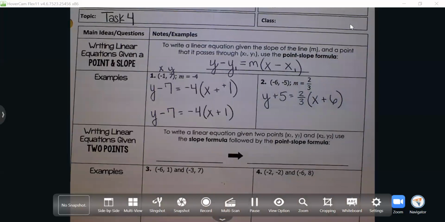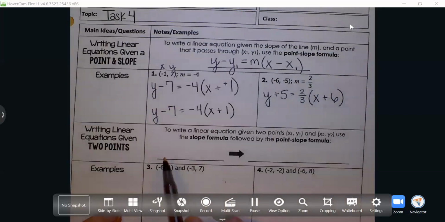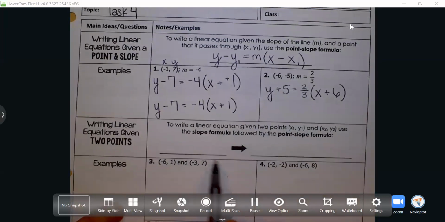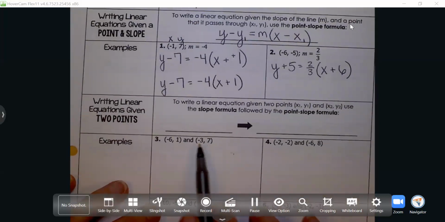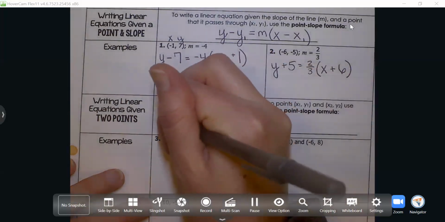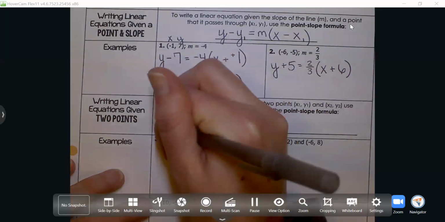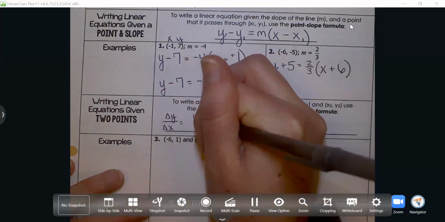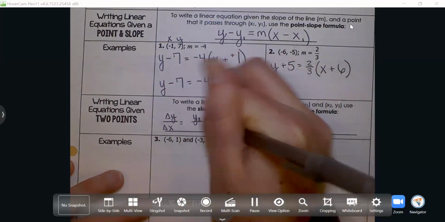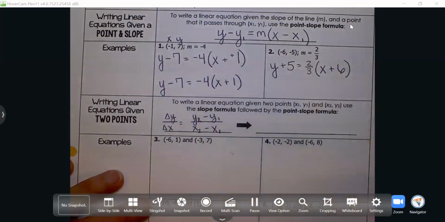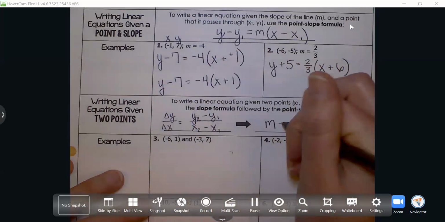Oftentimes we want to just use a slope formula to find my slope. So I'll be given 2 points and I want to know the slope in between them. So slope is really just change in y over change in x. In other words, y2 minus y1 over x2 minus x1. And that gives me my slope.